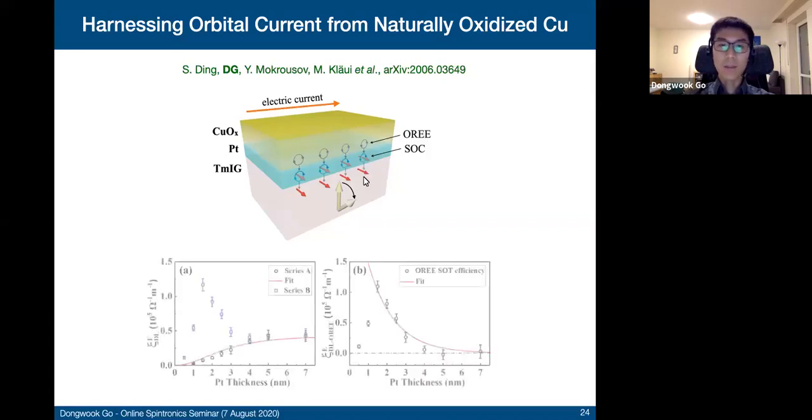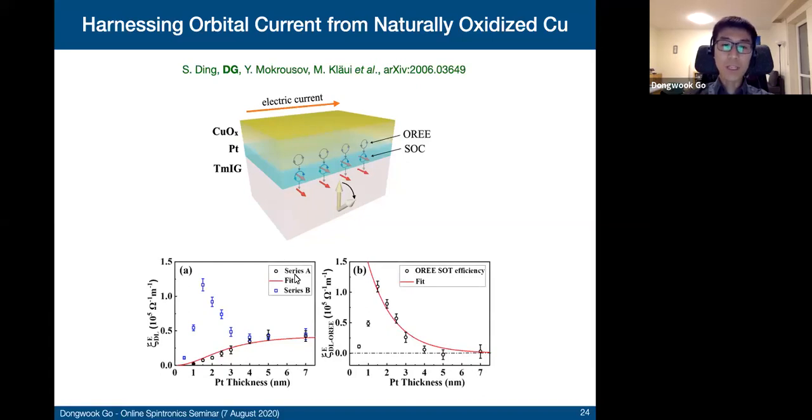And surprisingly, it was actually the case we found. Series A is the case without the copper oxide layer, and it simply follows the hyperbolic tangent behavior as a function of platinum thickness. But as soon as he added the copper oxide layer on top and oxidized it from the air, we saw a significantly large enhancement of the torque, really like 30 times larger than just the bare platinum case.